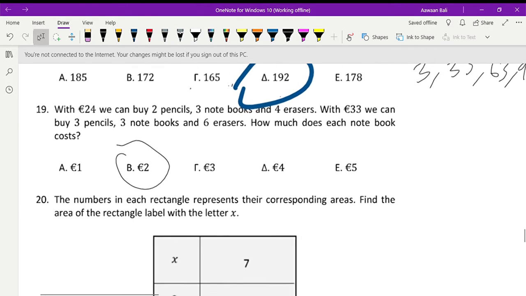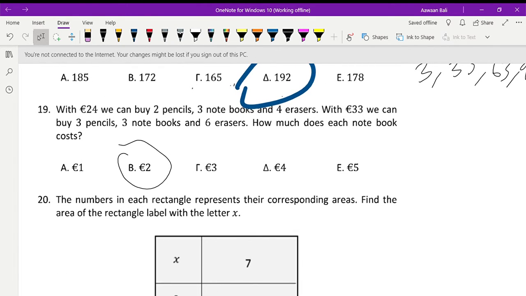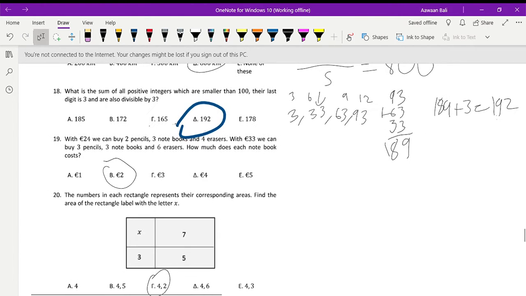Now, question number 19. With €24, we can buy 2 pencils, 3 notebooks, and 4 erasers. With €33, we can buy 3 pencils, 3 notebooks, and 6 erasers. How much does each notebook cost?